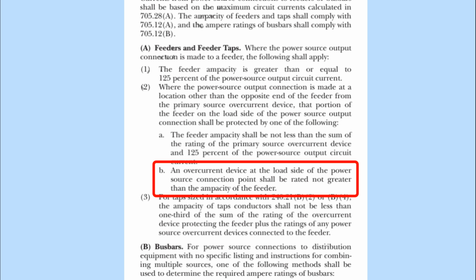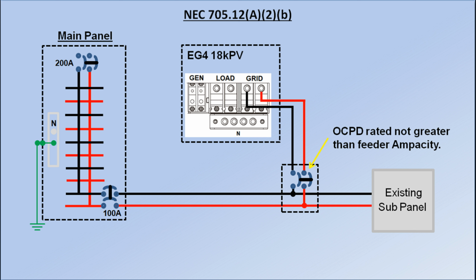Lowercase b. An overcurrent device at the load side of the power source connection point shall be rated not greater than the ampacity of the feeder. So I'm a little hazy on this, but it appears this is what they're looking for.